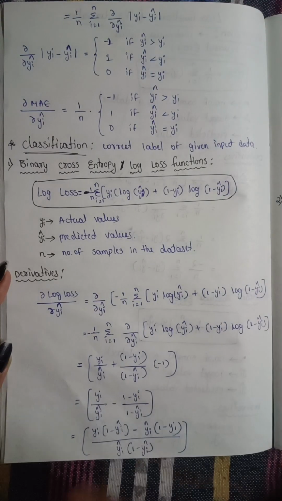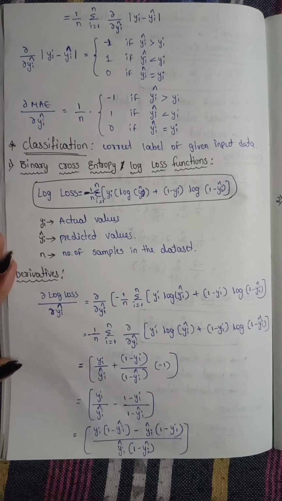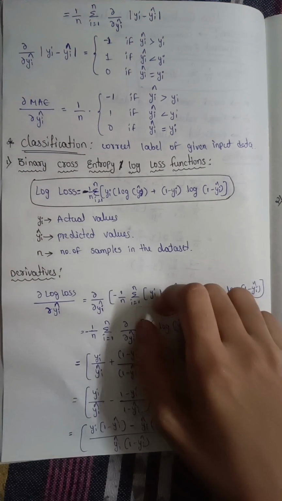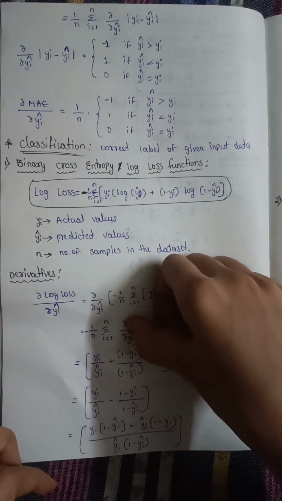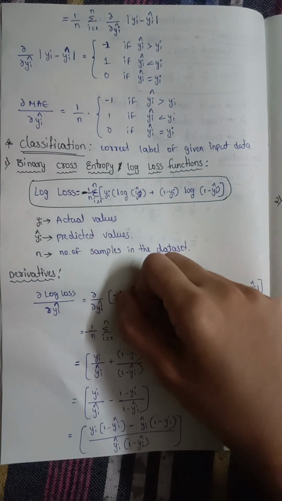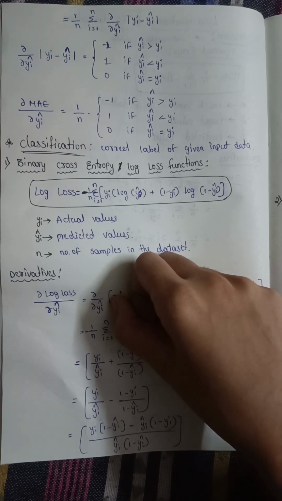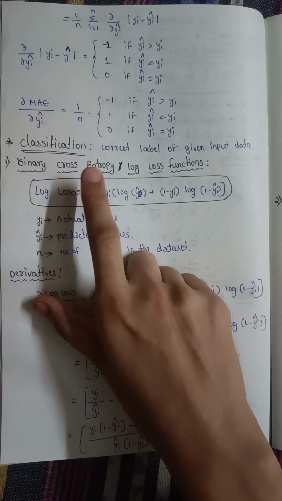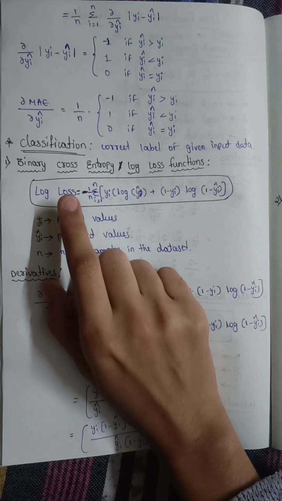Next, classification. Classification is also a supervised machine learning method where the model is trying to predict the correct label of a given input data. In classification, the model is trained on training data and then evaluated on test data before being used to perform predictions on new data. Here we have two loss functions for classification problems.